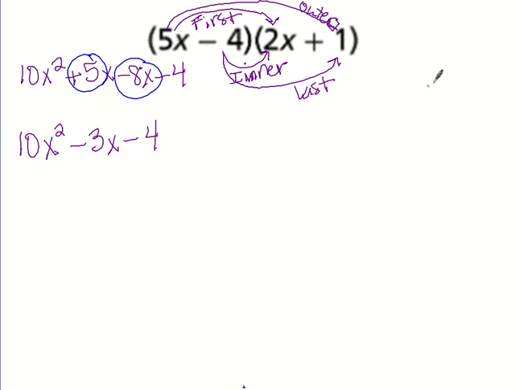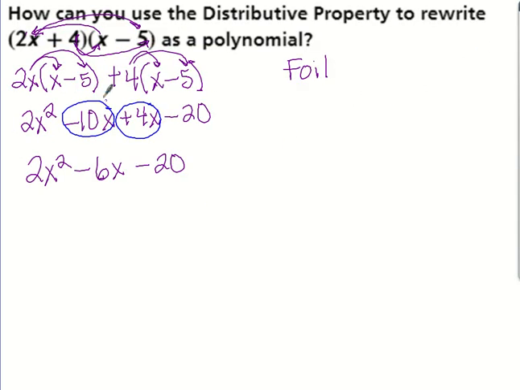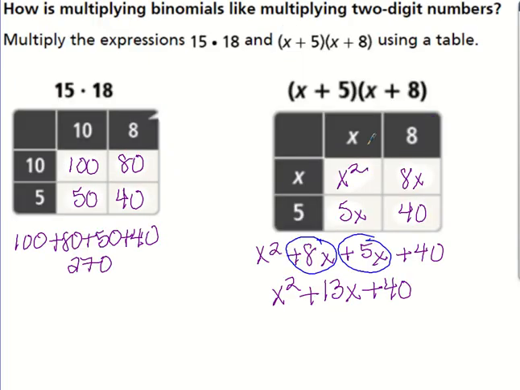So you can kind of use any method you want, right? We've got this kind of distributive property where you split it and then distribute. We've got the box method or the table method and distribute.